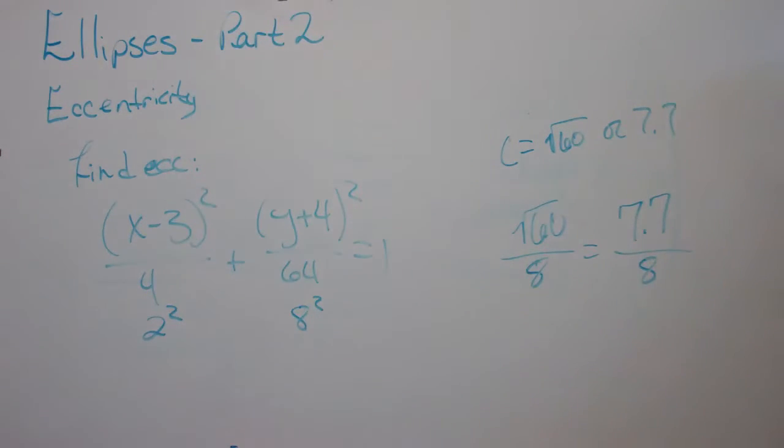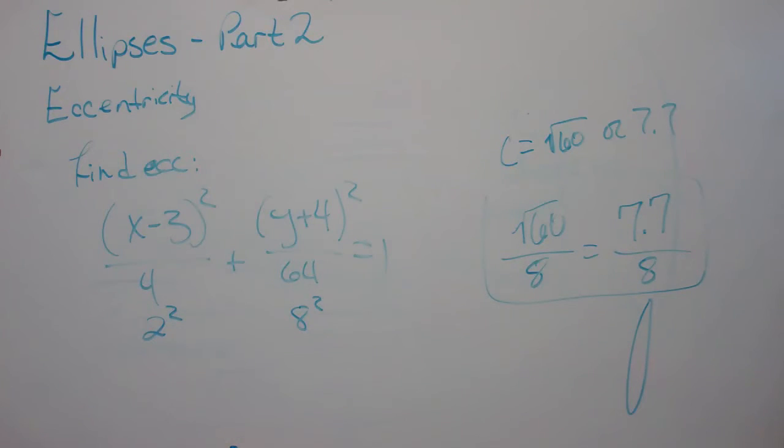So there's your eccentricity. You can either say the square root of 60 over 8, or you can give me 7.7 divided by 8. As you can see, this is really close to 1. So this ellipse is going to be really, really skinny.